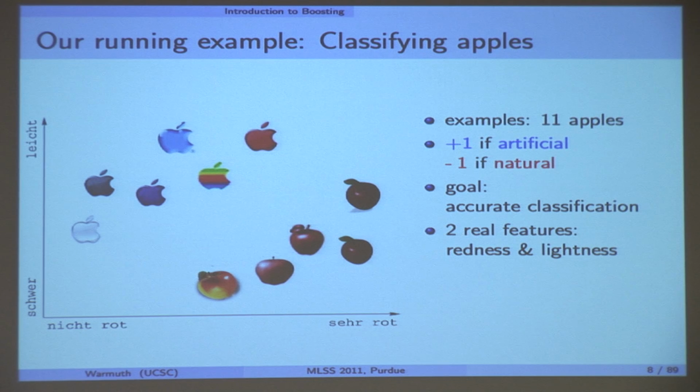Good. So let me first talk about the classification setup. The artificial apples, we want to select those for some reason because we're computer scientists. So these are the +1 labeled ones. And the natural ones, they rot. So we have -1. So we want to get an accurate classification. And we have 2 real features. Okay? So these are real valued features.